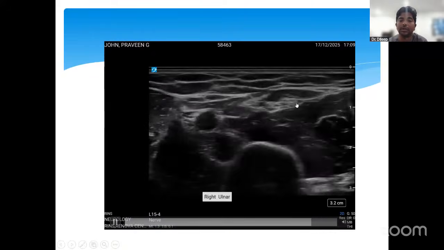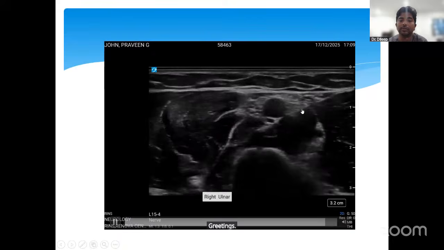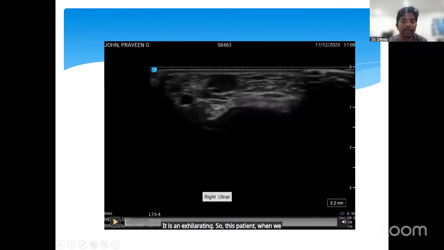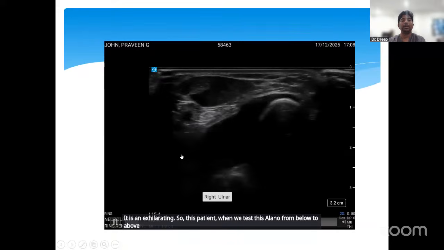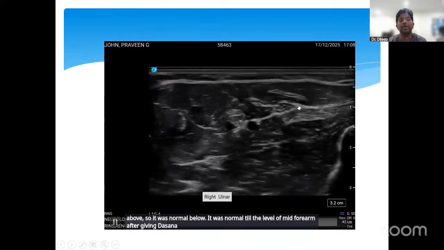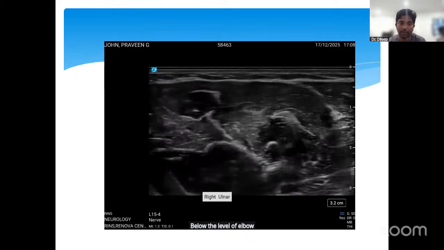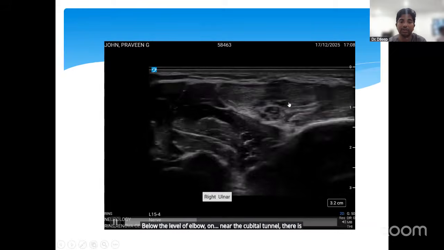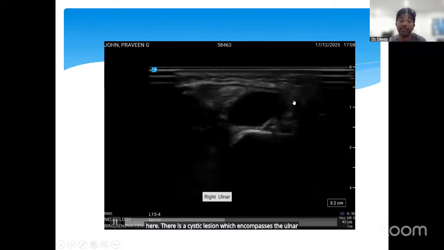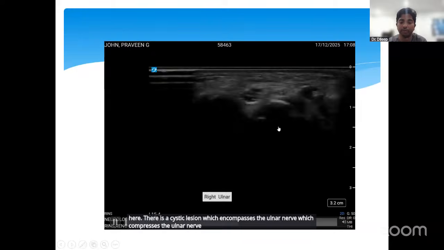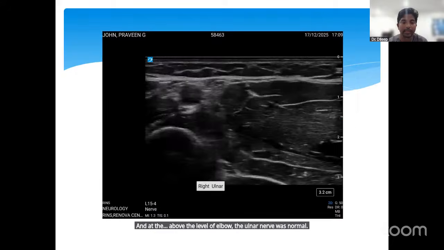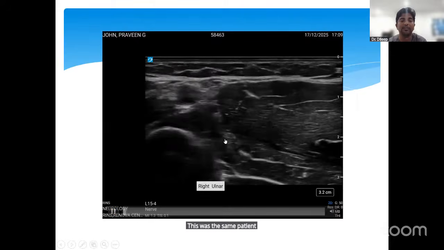Here it is. It is the axillary artery. So in this patient, when we trace this ulnar nerve from below to above, it was normal below. It was normal till the level of mid forearm after giving the dorsal ulnar cutaneous. Below the level of elbow, near the cubital tunnel, there is a cystic lesion which compresses the ulnar nerve at the level of elbow, and above the level of elbow, the ulnar nerve was normal. This was the same patient, traced from above to below.